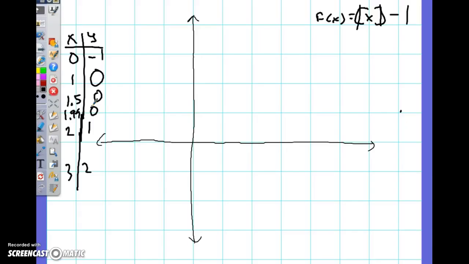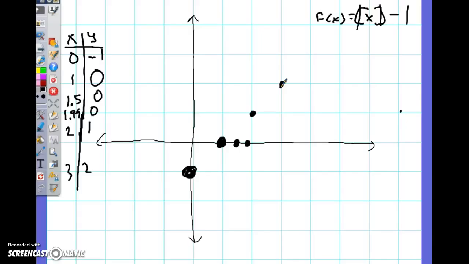Okay? So now I start graphing this. At 0, I'm at negative 1. At 1, I'm at 0. At 1.5, I'm still at 0. At 1.99, I'm still at 0. And then suddenly at 2, I'm at 1. And at 3, I'm at 2. How does this look?